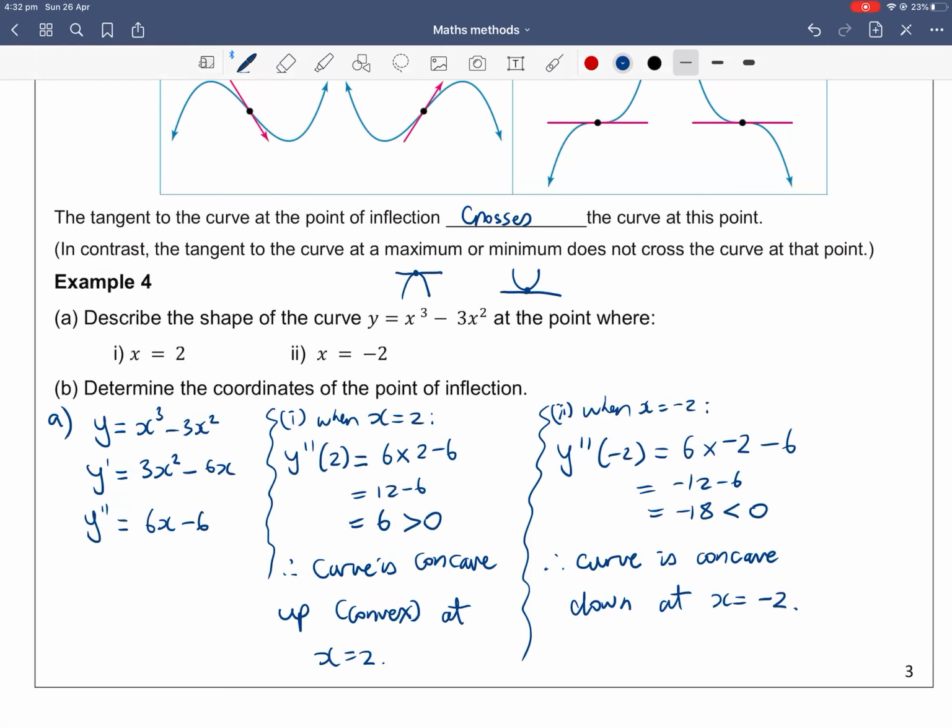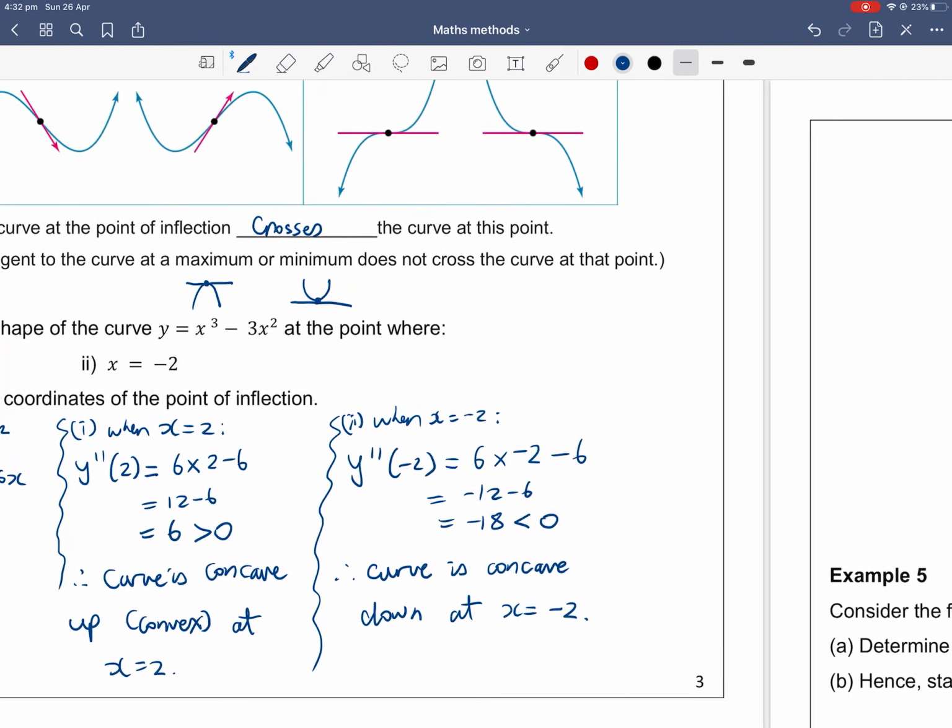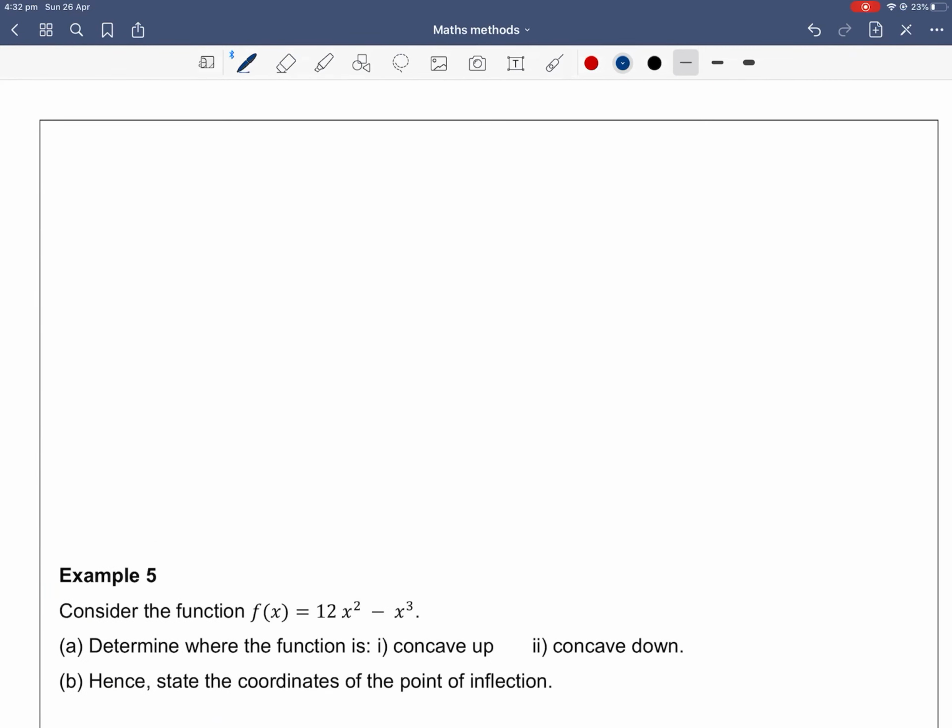So checking the shape or the concavity of a curve, you're looking at the second derivative, looking at how the gradient changes. If the gradient is increasing, then the second derivative, the rate of change of the gradient, is positive, versus if our gradient is decreasing, then the rate of change of the gradient is negative. And so part B, let's do it over the page for more space. We're trying to find the point of inflection.